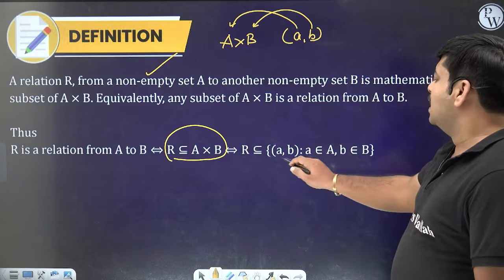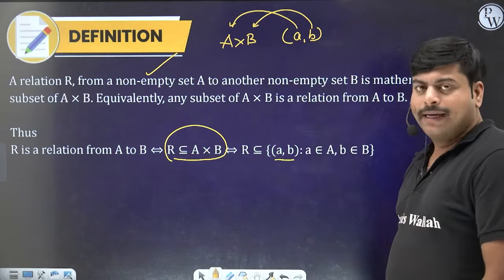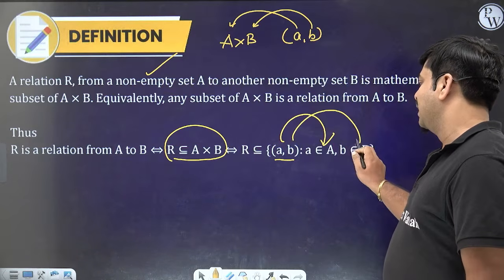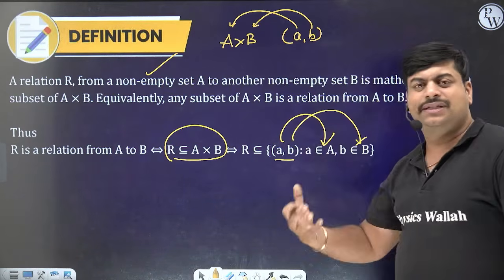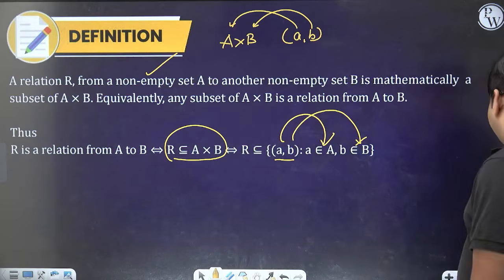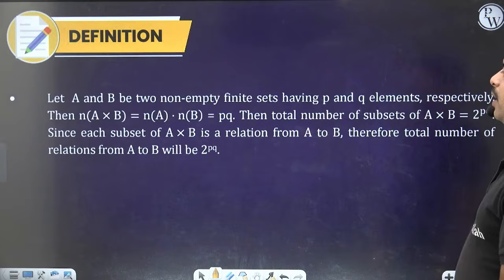The same thing, the set of all A comma B ordered pairs, where A is the element in the first set, B is the element in the second set. And what do we call this first set, second set? We'll see that. So that is the basic definition of a relation.